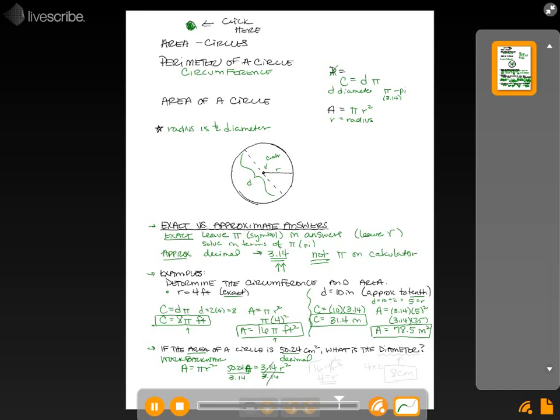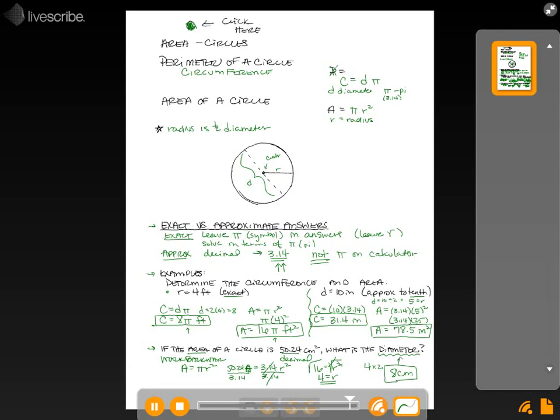Cancel those out. 50.24 divided by 3.14 is really 16. So 16 equals r squared. We square root this. Cancels out our radical. Square root of 16 is 4, so our radius is 4. We want the diameter, though. So now I have to take 4 times 2, and my diameter is 8. Make sure we put a label on it. 8 centimeters, and that's my diameter.